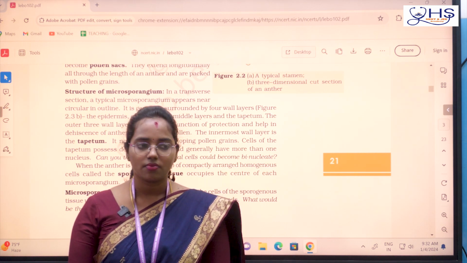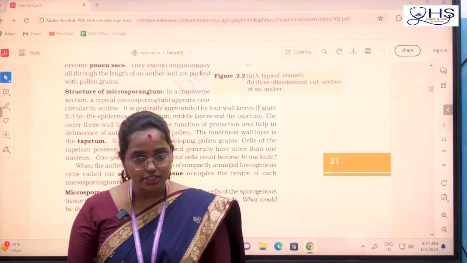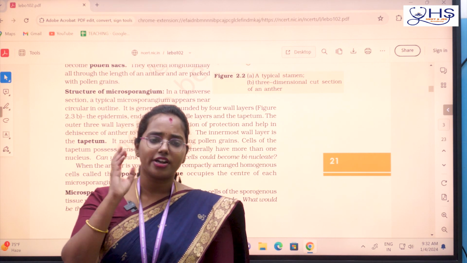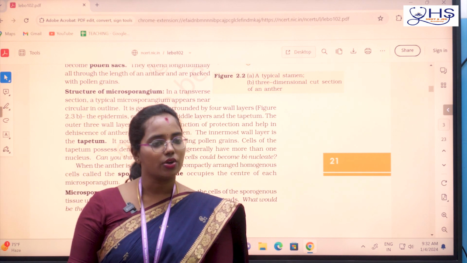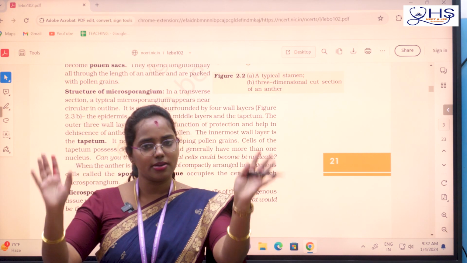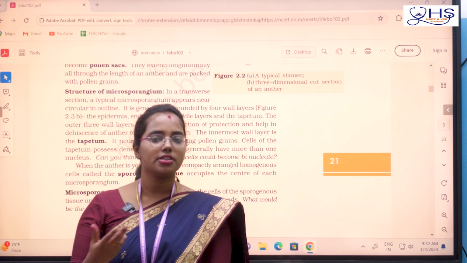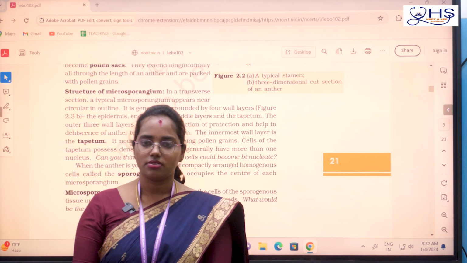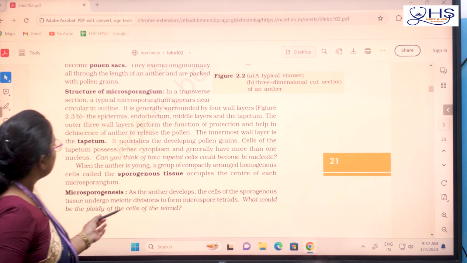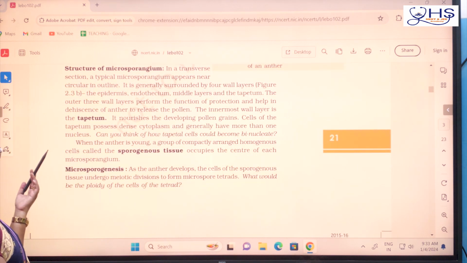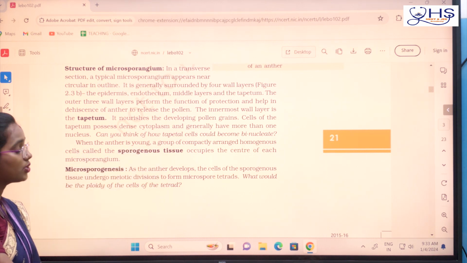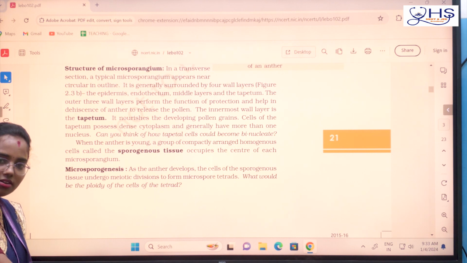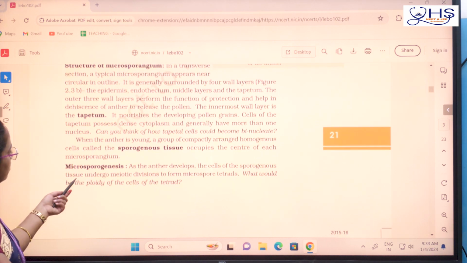That is the answer. How does a cell become multinucleated? The nucleus alone keeps dividing, so many nuclei are formed, but the cell does not divide. Okay, there is no cytokinesis, only repeated karyokinesis. The cell will be multinucleated. Understood? Okay. Next they are asking something, that is what I said. Before that I said the answer. Can you think how tapetal cells could become binucleate? No cytokinesis, only karyokinesis. That is the answer.